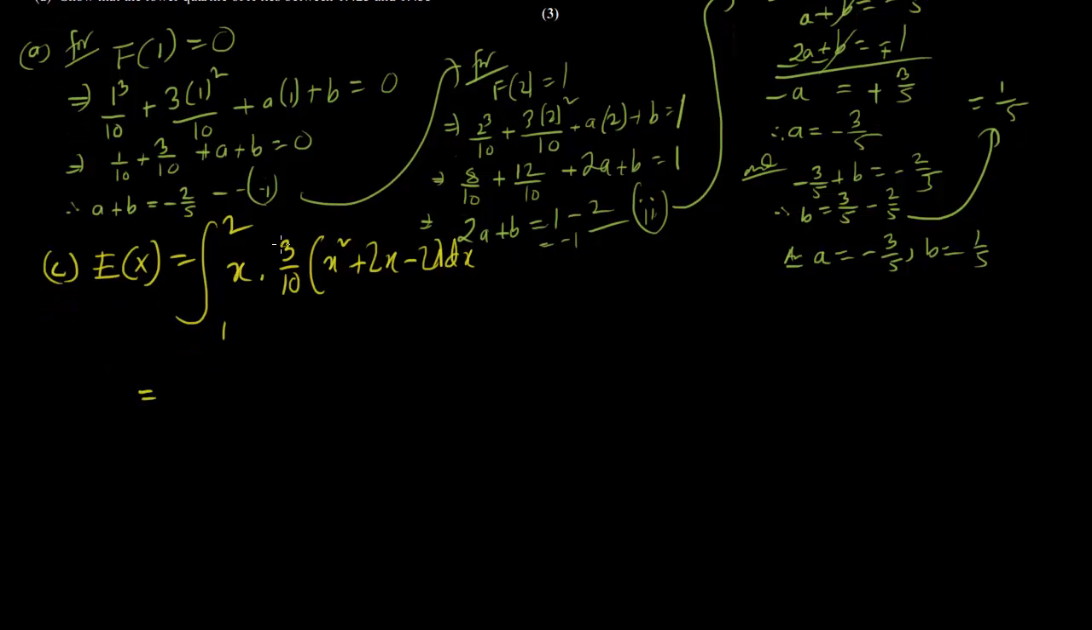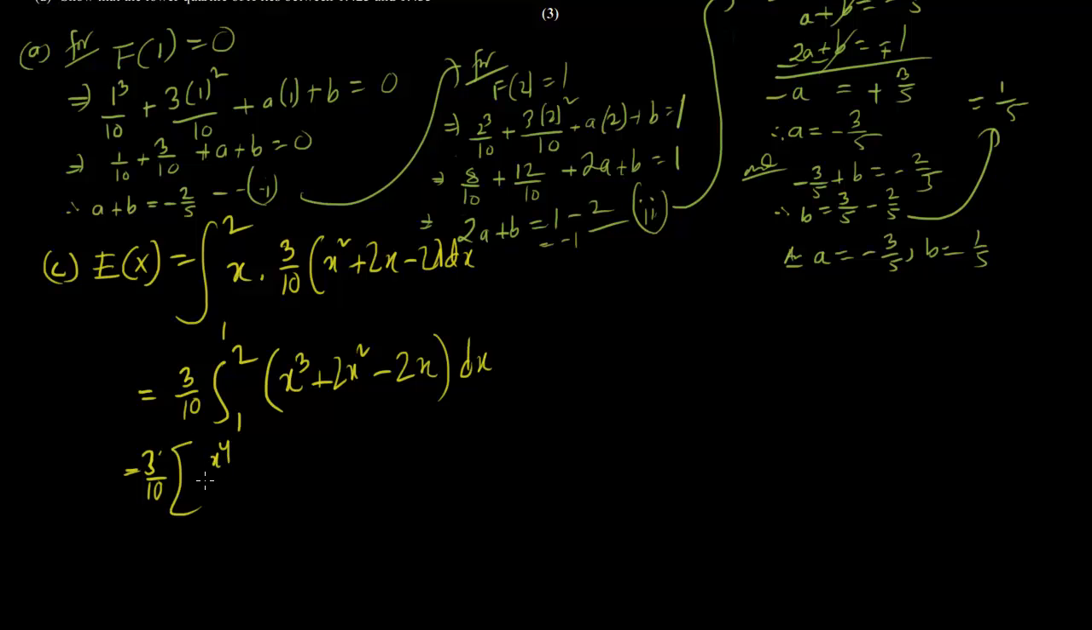So let's do this. We can bring the constant outside, so 3 by 10, limit is 1 to 2. We can multiply this x with this and it becomes x cubed plus twice x squared minus twice x, and we have dx. So this would be 3 by 10. If we integrate this, x to the power 4 by 4 plus 2x cubed by 3 minus 2x squared by 2, and the limit is 1 to 2.